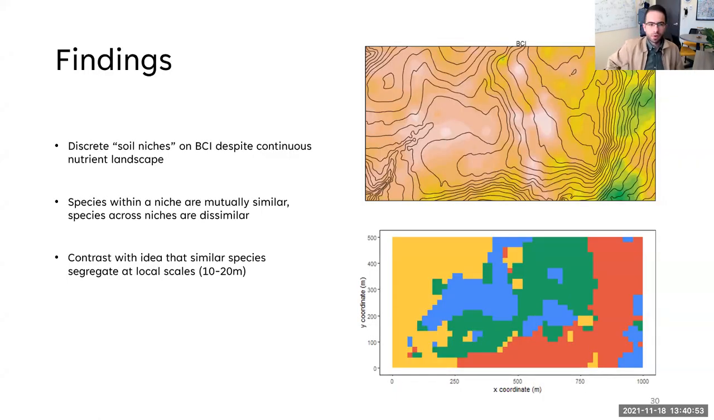Okay, so what are the findings from part two? Species are grouped into discrete, quote unquote, soil niches, despite the continuous nutrient landscape. Species within a niche are mutually similar. Species across niches are dissimilar, as shown by these. So the idea now, flattening that map of groups, is that species in the same group tend to occur together, which in the literature is the opposite of the usual expectation, that species that have similar strategies would not be found living next to each other. They would be found living away from each other to minimize competition.